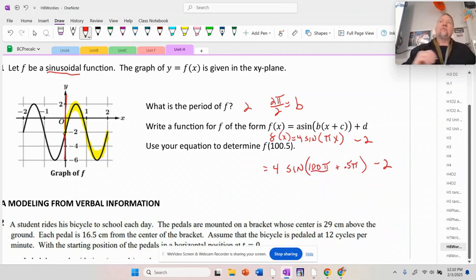What's 100 pi? How many revolutions is that? We don't have time for this. How many revolutions is 100 pi? Everyone should know right away. 50. That's 50 2-pis. So what is pi? What does this end up being? 50 revolutions and ends up here. What's the sine of that value up there? 1. What's 1 times 4 minus 2? 2. 2 is the answer. That's what you'd end up getting there.